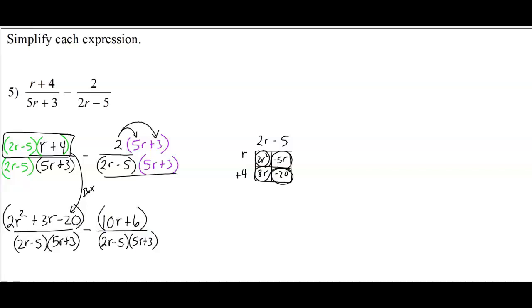All right, so step 1, factor the denominators. We didn't need to. Step 2, multiply to match. Step 3, simplify the numerators. And let's go ahead and move on to step 4. Step 4 is to combine the numerators together.